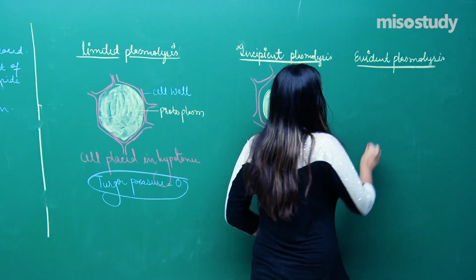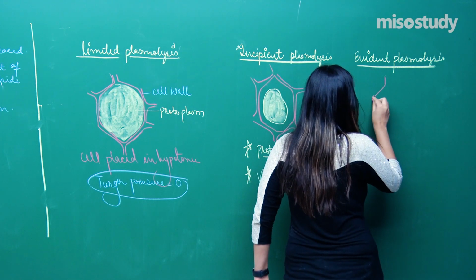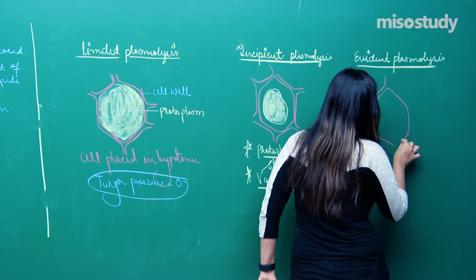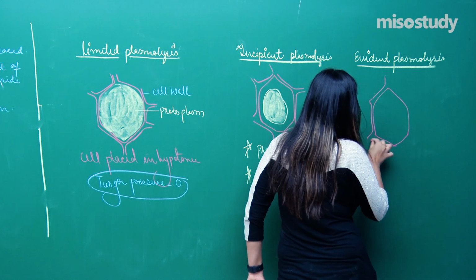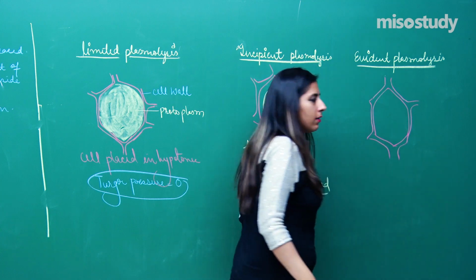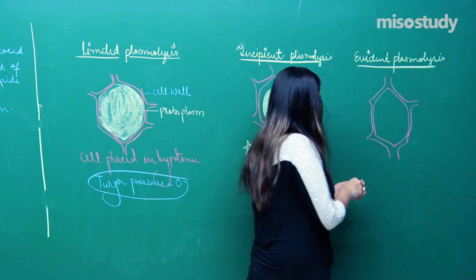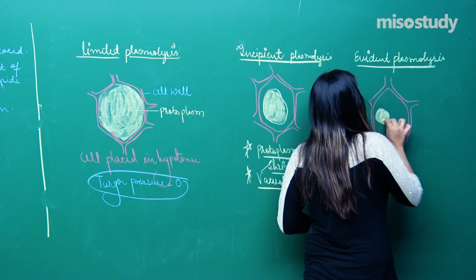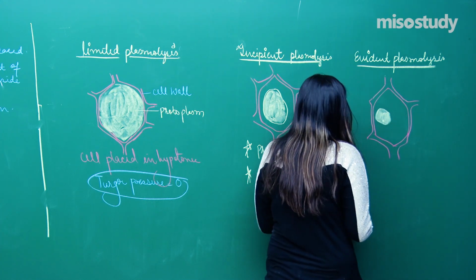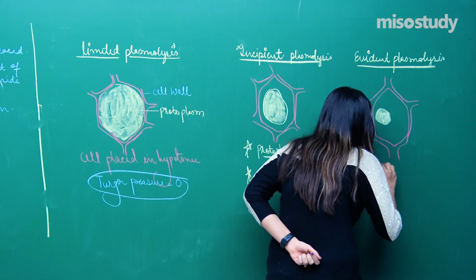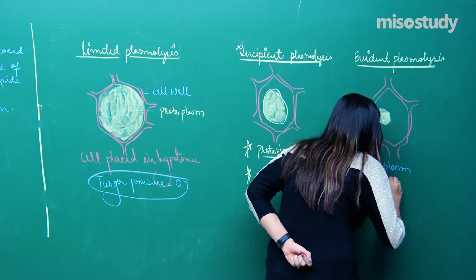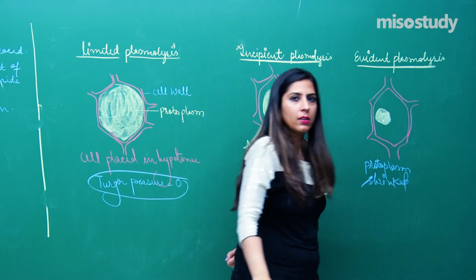Similarly, we have a plant cell over here, and in this plant cell, the cell wall remains like this, right? Now, this protoplasm will be reduced to a very small size. Protoplasm shrunk. It is properly shrunk, right?